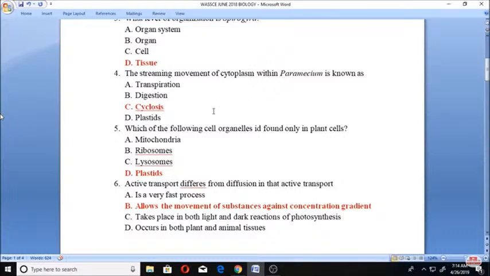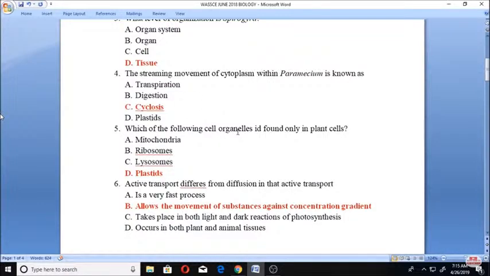Now what is this cyclosis? Cyclosis is where there is flow inside the cytoplasm. It is typically observed in large plant and animal cells. Here, flow means that the cytoplasm is moving inside the cell. It is not stationary. So cyclosis is the streaming movement of cytoplasm within the paramecium. Now let's look at question 5.